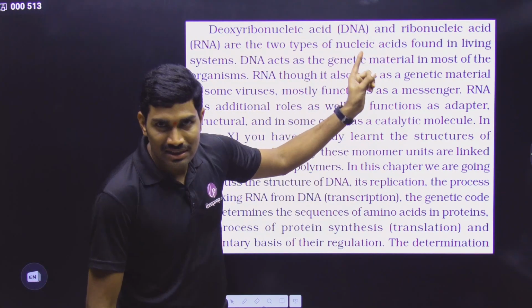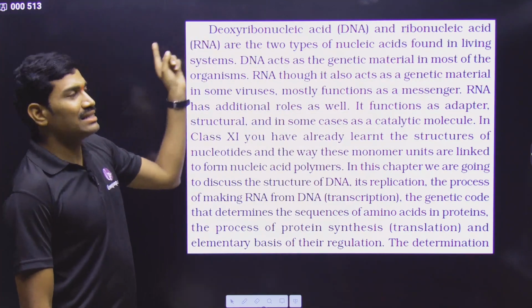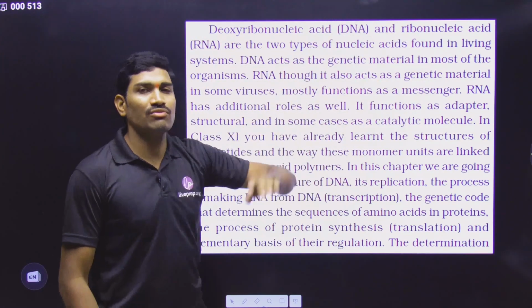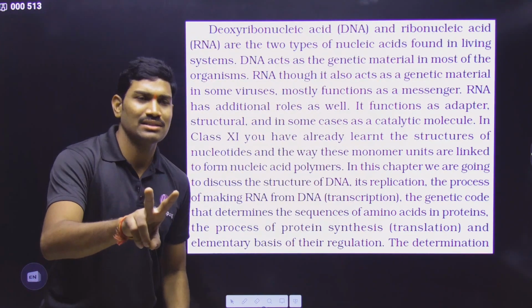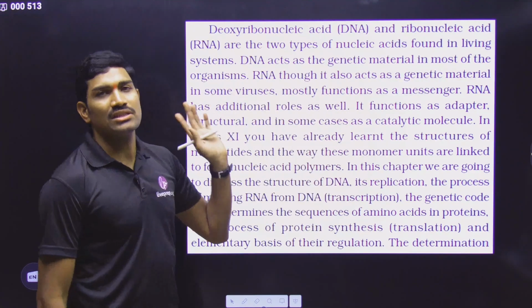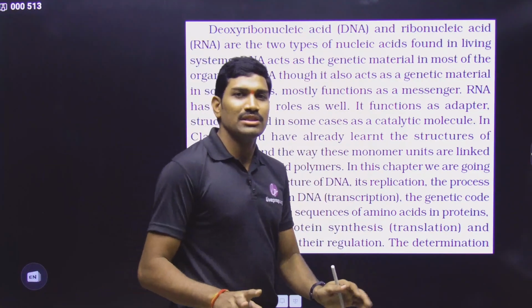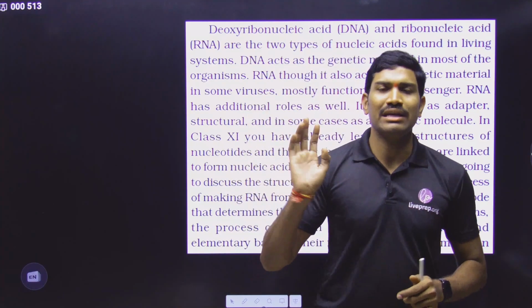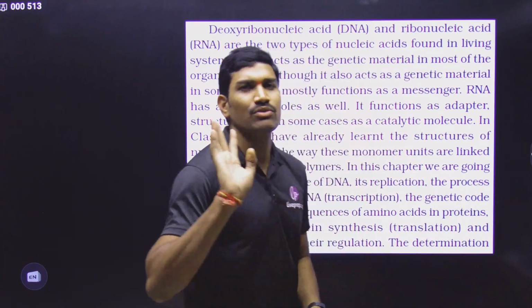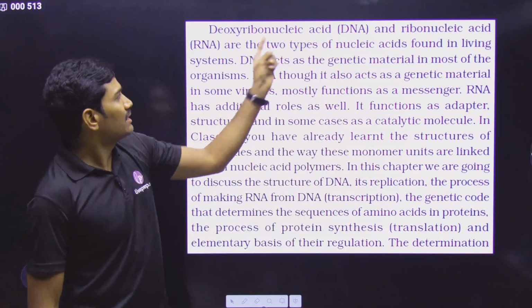Deoxyribonucleic acid, that is DNA, and ribonucleic acid, RNA, are the 2 types of nucleic acids. Only 2 types of nucleic acids are found in living systems. Any living organism you take, only these 2 types of nucleic acids are present. What are those? DNA and RNA.